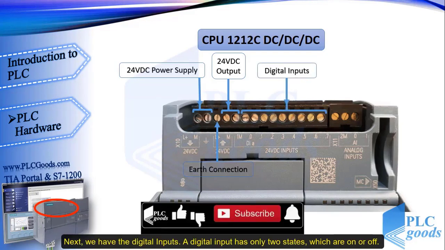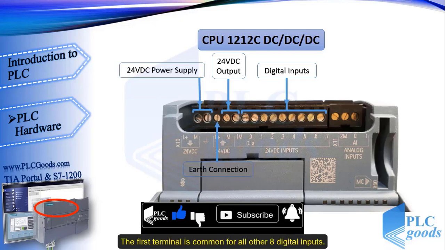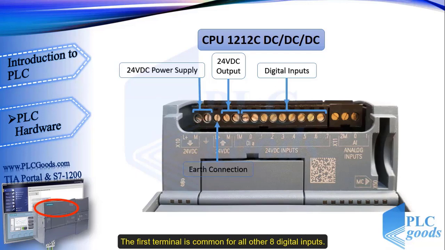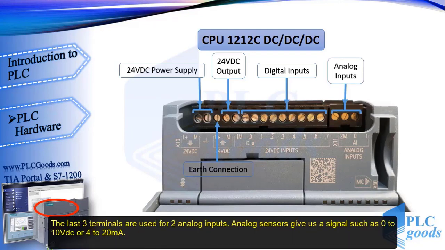Next, we will have the digital inputs. A digital input has only 2 states, which are on or off. The first terminal is common for all other 8 digital inputs. These digital inputs work based on a 24 VDC. The last 3 terminals are used for 2 analog inputs.